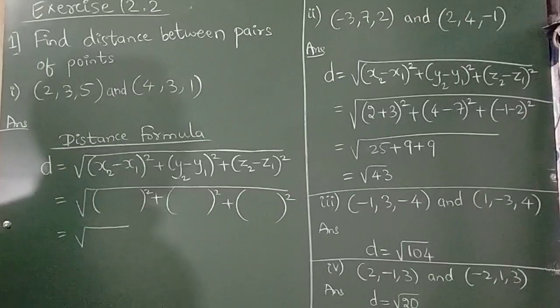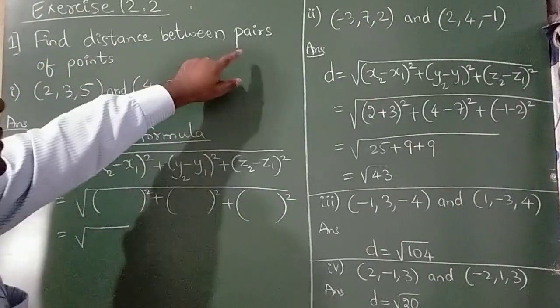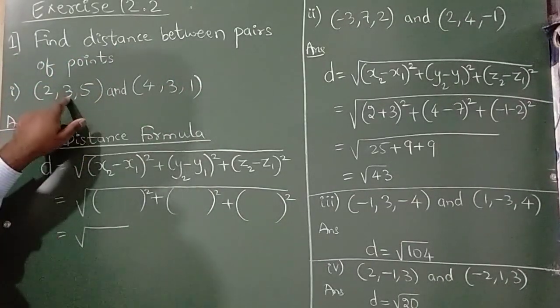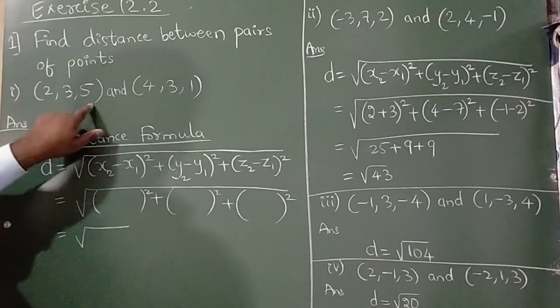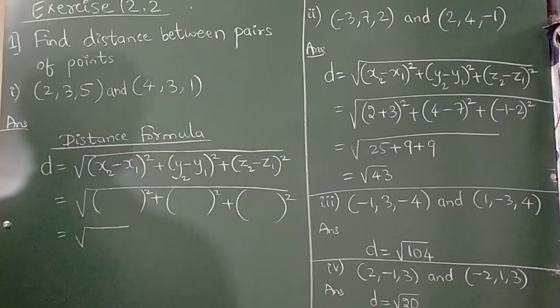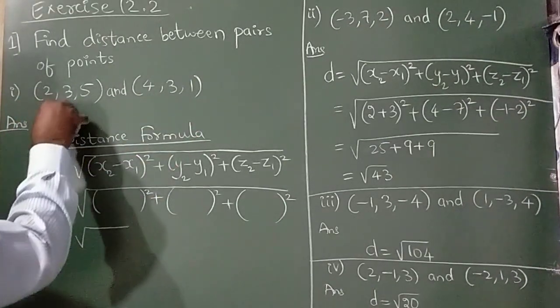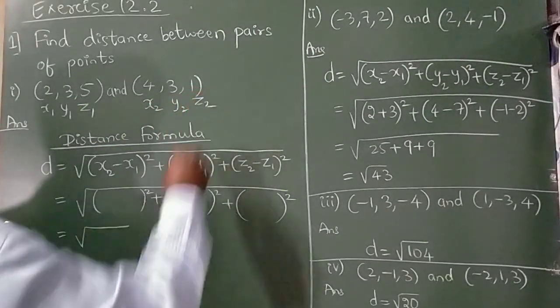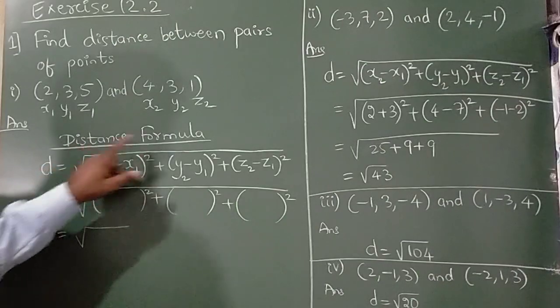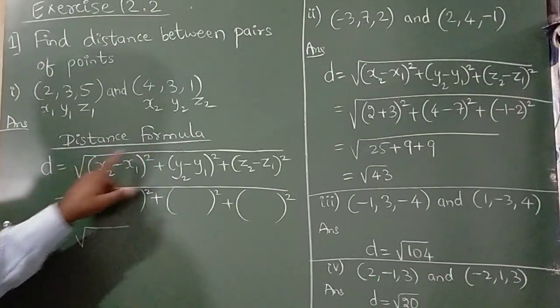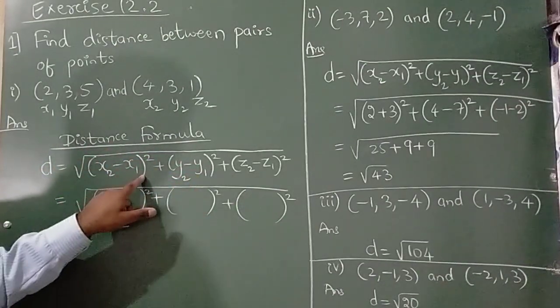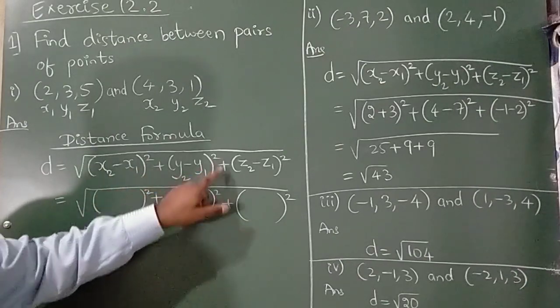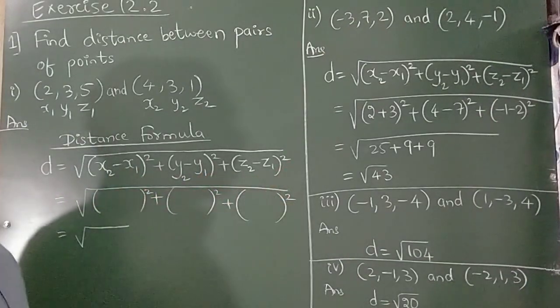Now exercise 12.2. Find the distance between the pair of points. Okay. So the first question is 2, 3, 5 and 4, 3, 1. So I am going to write this as x1, y1, z1 and this as x2, y2, z2. There is a formula, the distance formula. So d is equal to the square root of x2 minus x1 whole square plus y2 minus y1 whole square plus z2 minus z1 whole square.